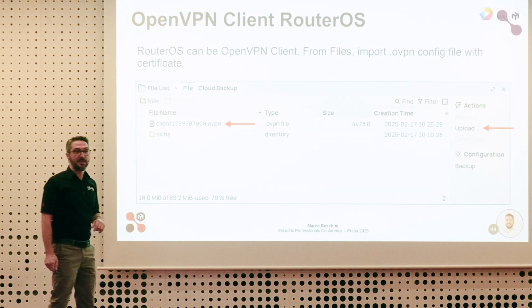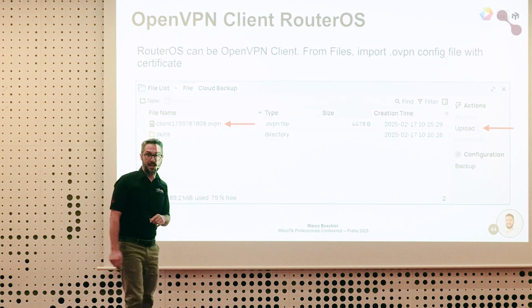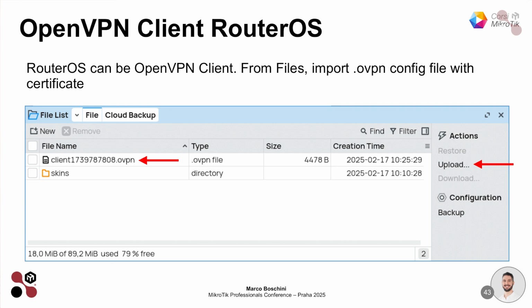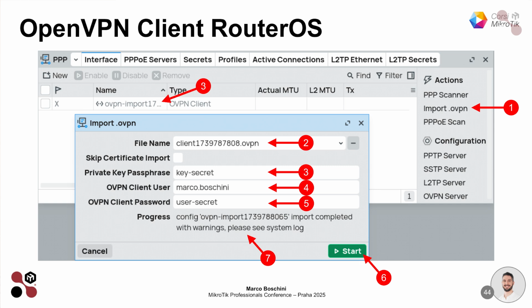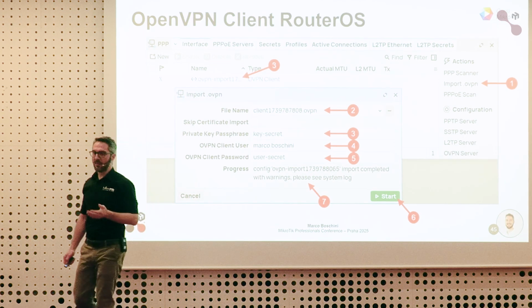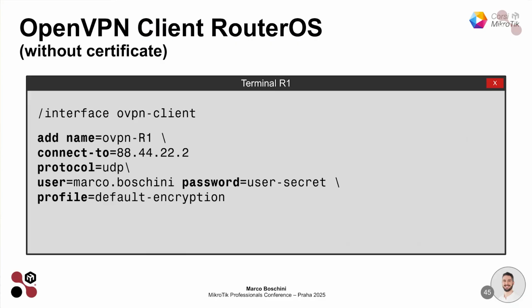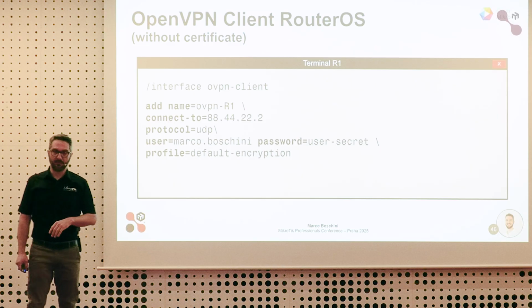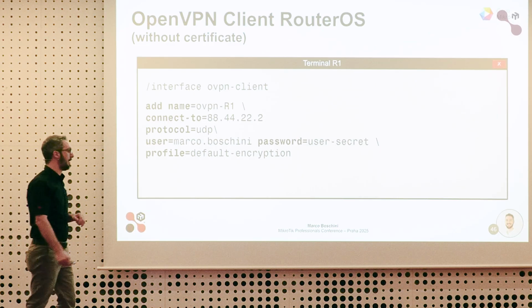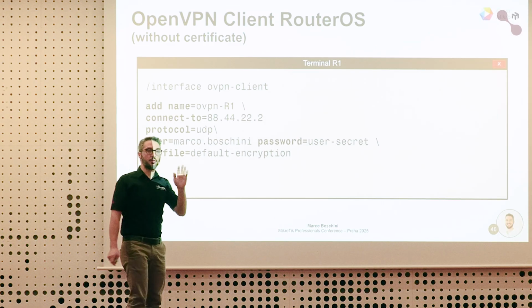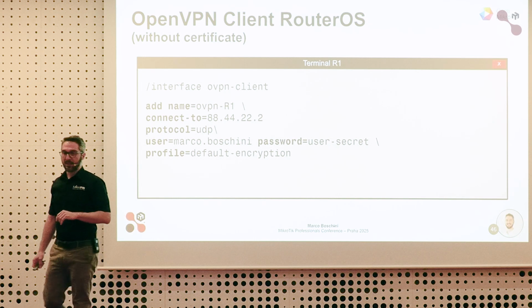RouterOS can be an OpenVPN client. You can import the OpenVPN file inside the router, and you can insert the username, the password, and the secret key, and RouterOS becomes an OpenVPN client with the certificate or without the certificate. RouterOS to RouterOS, you can remove the use of the certificate for the client.